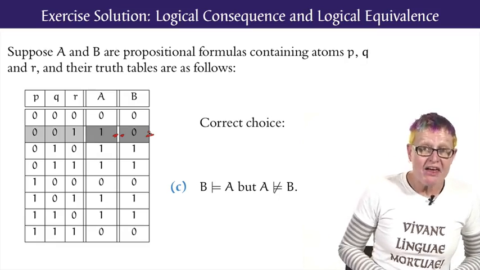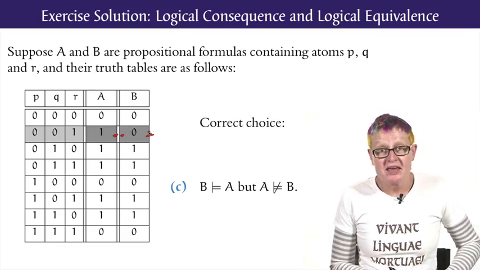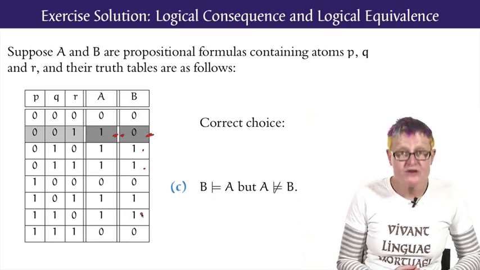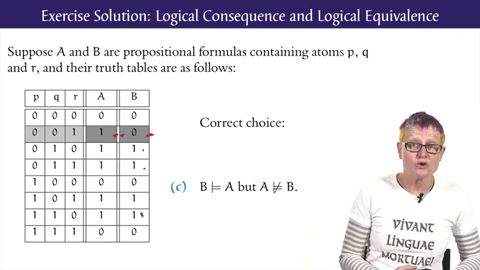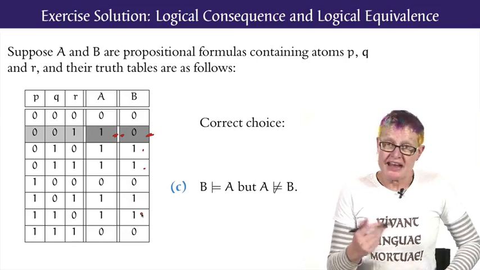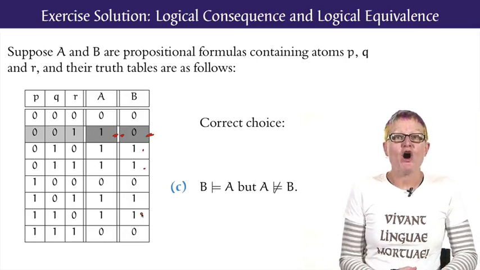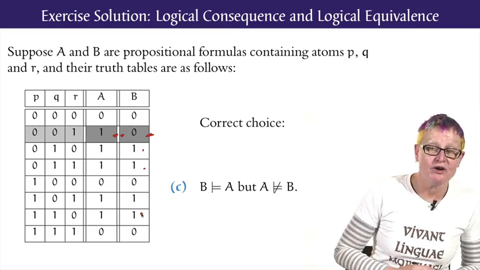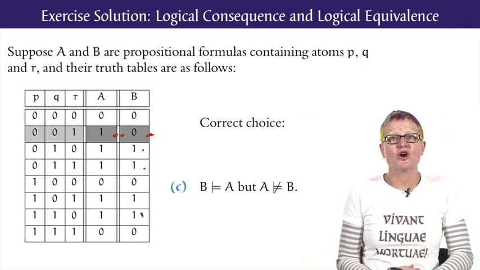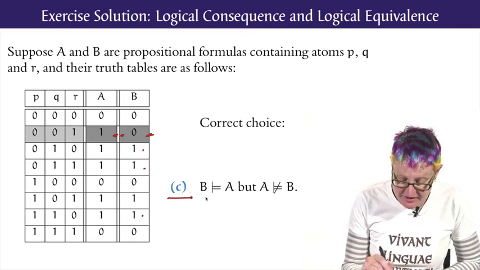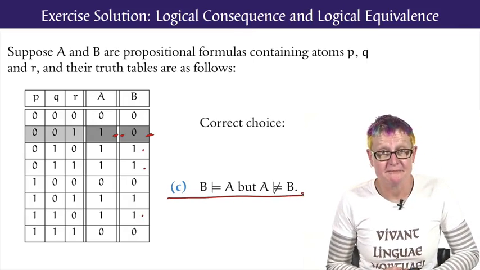Then there are 4 other rows in which B is 1, and on those rows, A is also 1. There is an absence of any row in which B is 1 and A is 0. So that together shows that B logically entails A. So the answer is C.